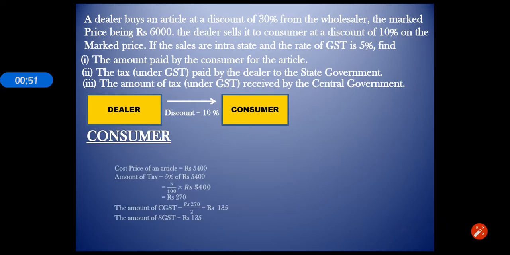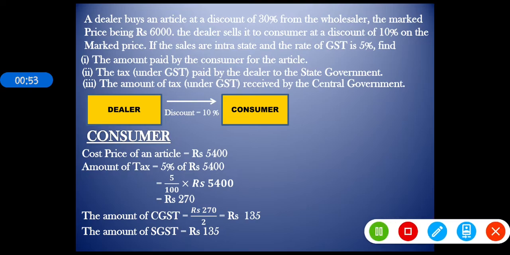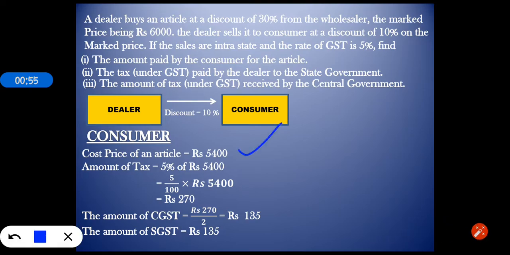That means for the consumer, the cost price of the article is equal to 5,400, and the tax is 5% of 5,400. 20 gets cancelled with this 20. So 5 into 54 is equal to 270. 270 divided by 2 is 135. This goes to the central government, and this rupees 135 goes to the state government.